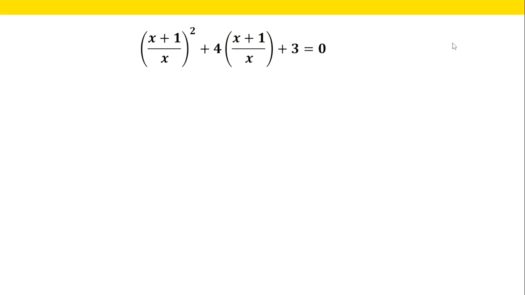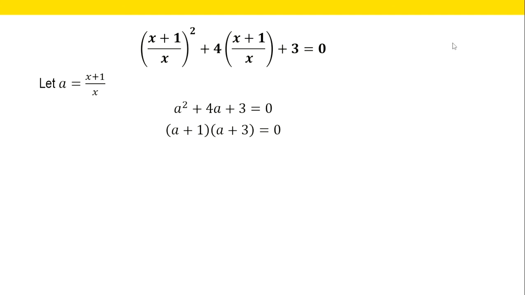Last one, we have here quantity x plus 1 over x squared plus 4 times the quantity of x plus 1 over x plus 3 is equal to 0. First here, you can simplify this and solve for the value of x. But let's try to observe. As you can see here, the expression x plus 1 over x, we can represent by another variable, and we can have here a quadratic equation. Let's say we let a be equal to x plus 1 over x. And then we'll have here a quadratic equation, a squared plus 4a plus 3 is equal to 0. Then let's factor: a plus 1 and another one, a plus 3.